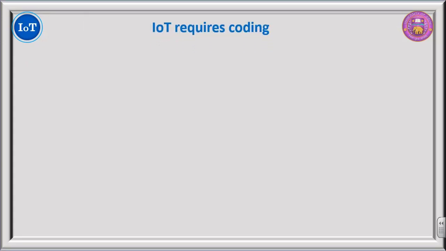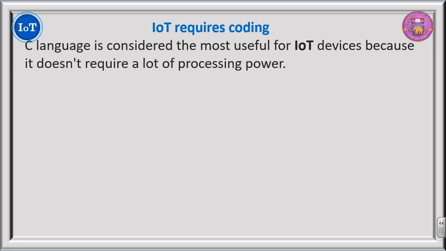Does IoT require coding? Answer is yes. C language is considered the most useful for IoT devices because it does not require a lot of processing power.